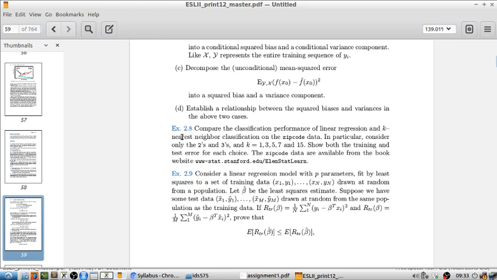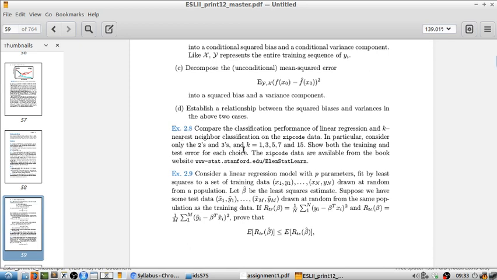The first question is, compare the classification performance of linear regression and k-nearest neighbor. That's a little bit open-ended. I hope everybody got access to the zip code data. It's gzip, which is okay. Some operating systems don't support unzipping the gzip file, but I've provided the unzipped file. It's just a text file. You can open it in a text editor to see how it looks.